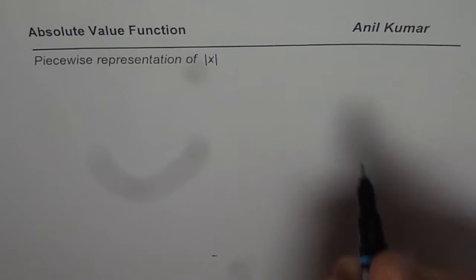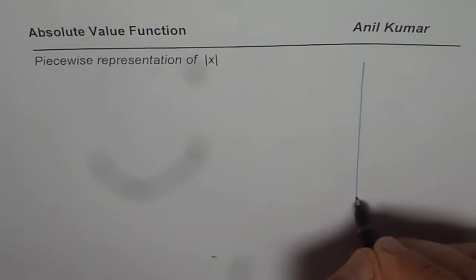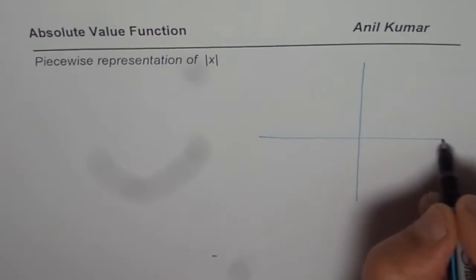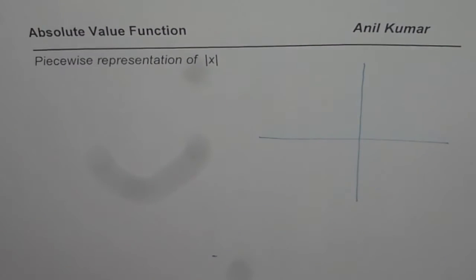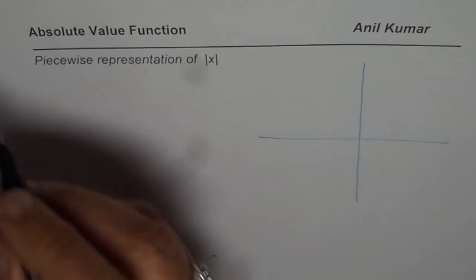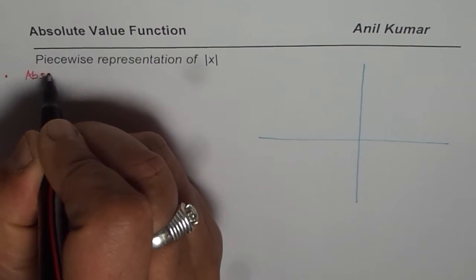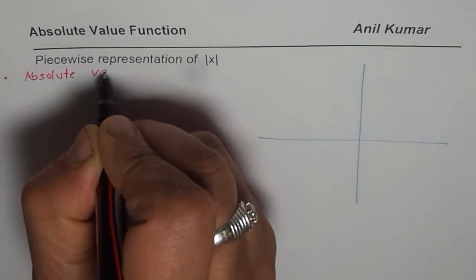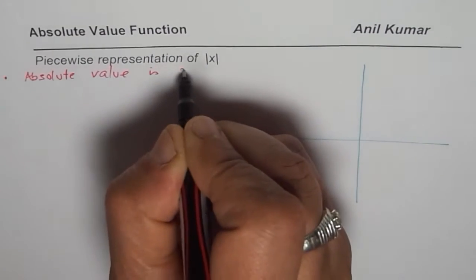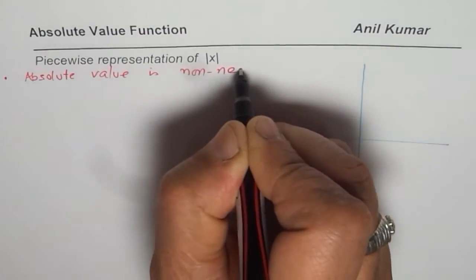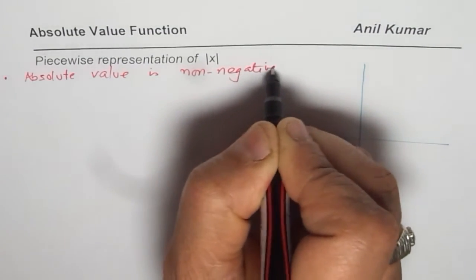I'm Anil Kumar, and in this video we will learn how to represent absolute function as a piecewise function. So let's get into the very basics of absolute function. What we have learned here is that absolute value is always non-negative, right? So let's write down our concept, and that is, absolute value is non-negative. That is the basic concept which we have learned.